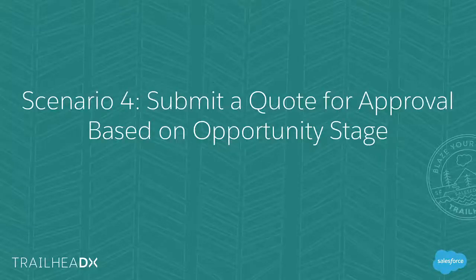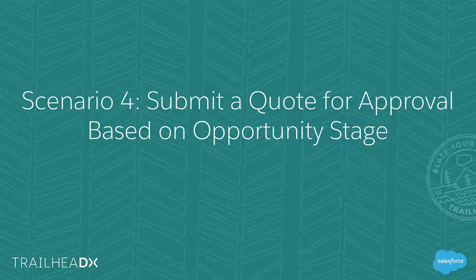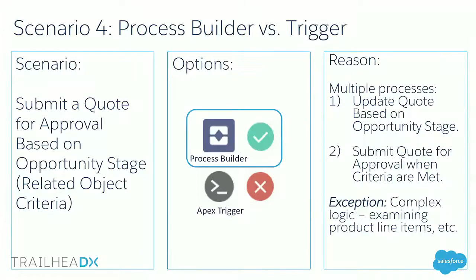So in this scenario, a submission of a quote for approval based on an opportunity stage. A nuance here is that the criteria lives on the opportunity and the action itself lives on the quote. So this is also possible through Process Builder, but it may involve multiple processes. First, you need a process that updates the quote based on the opportunity stage and sets a criteria that dictates that it's ready for submission. And then you would have a separate Process Builder process that, based on the field update on the quote, submits it for approval when the criteria are met.